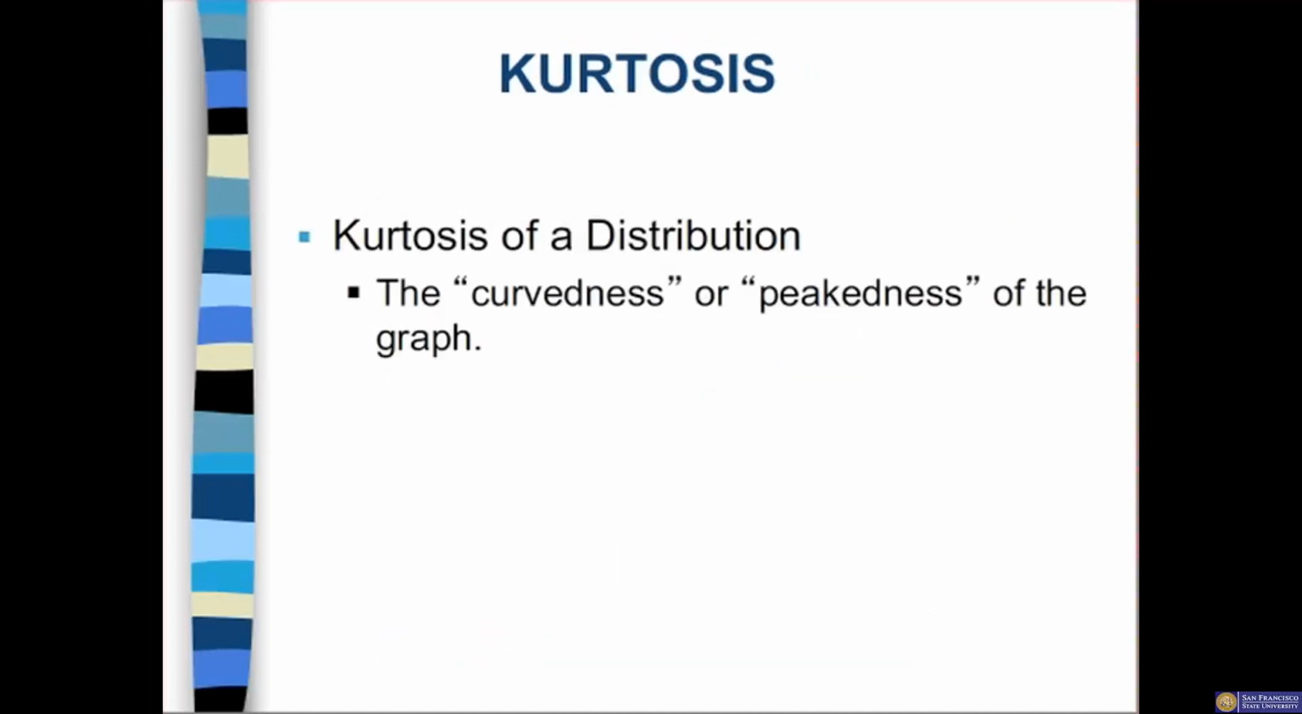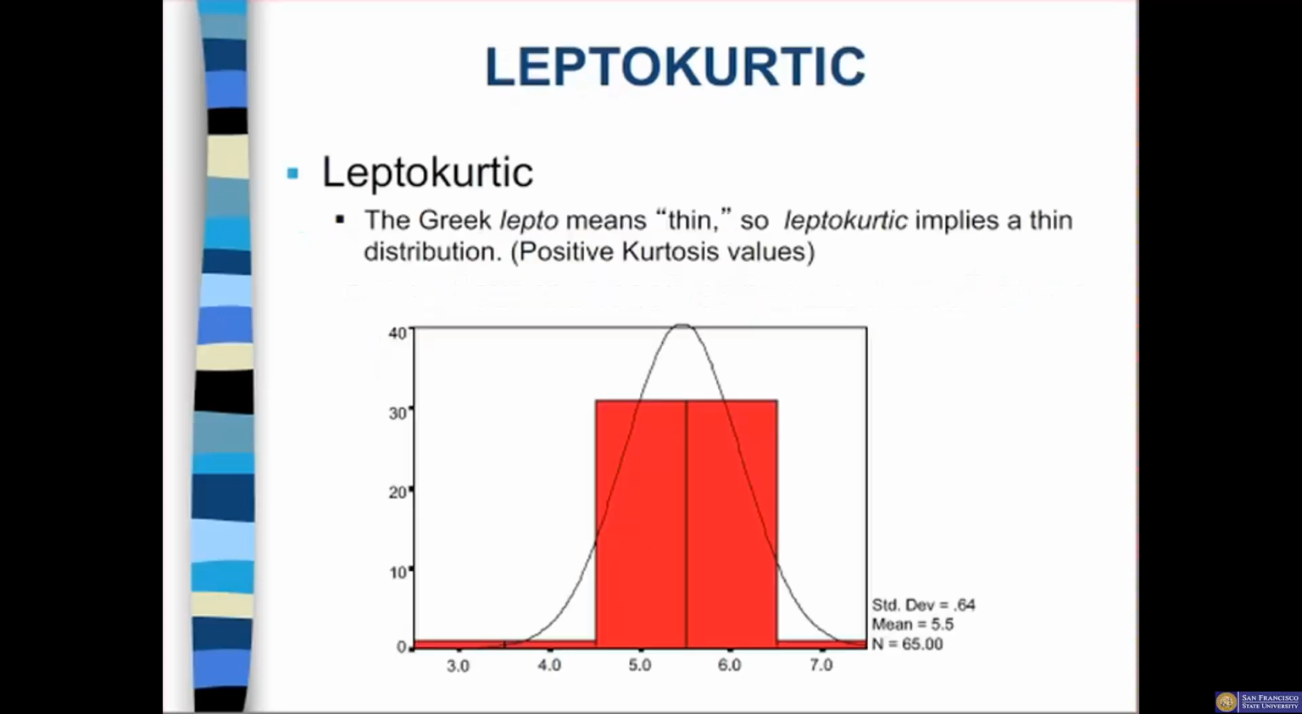We can also look at the kurtosis of a distribution. So this is the curvedness or the peakedness of the graph. And so usually in a normal curve, that will be in the center point. One type of it is leptokurtic, a Greek term, which means it's very, very thin. The peak is very sharp in the middle here.